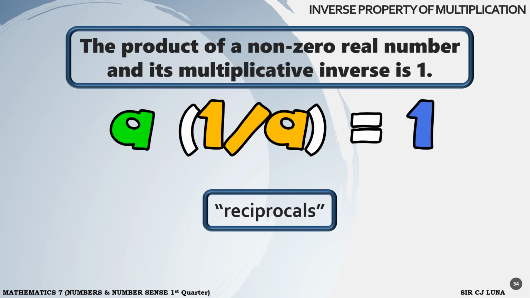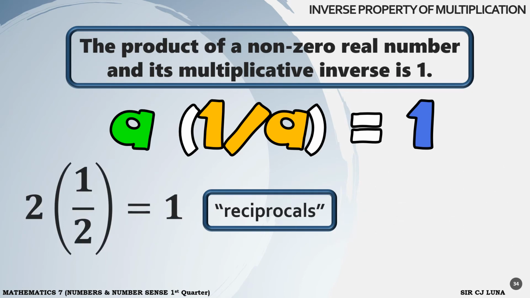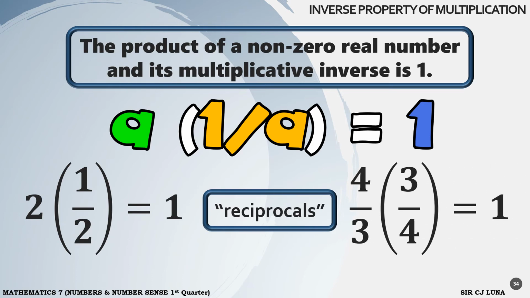Halimbawa, 2. Ano ang reciprocal ng 2? Kapag whole number, automatic meron tayong denominator na 1. So kapag yan ay binaligtad mo, kinuha mo yung kanyang reciprocal, magiging 1/2. So 2 times 1/2 is equal to 1. Another example, 4/3. Ano ang reciprocal ng 4/3? 3/4. So pag yan ay pinag-multiply mo, 4/3 times 3/4, the answer is also 1.